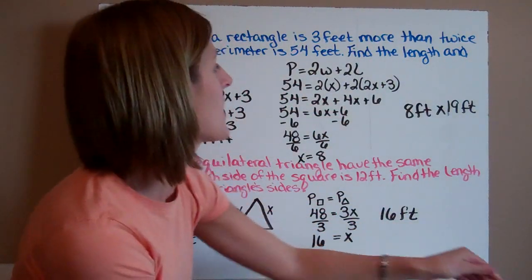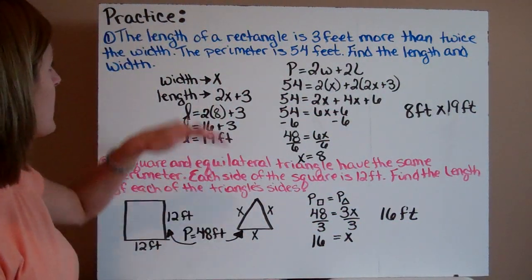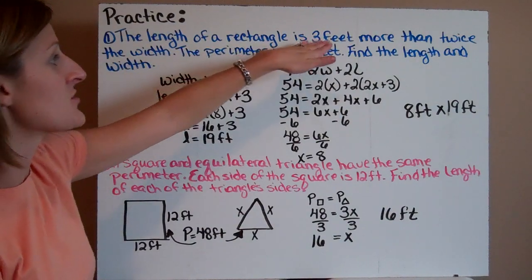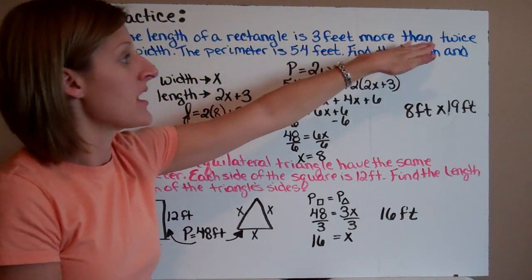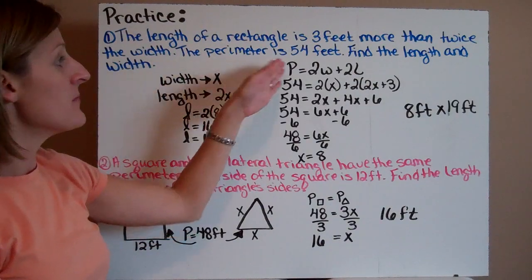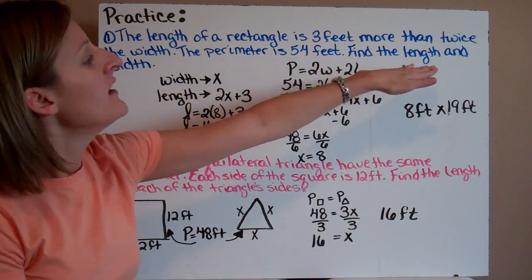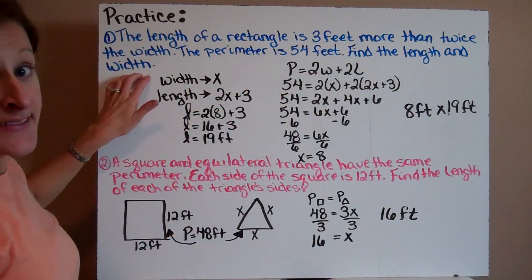Alright, let's look at some practice problems. Okay, we've got this first one. The length of a rectangle is 3 feet more than twice the width. The perimeter is 54 feet, so we need to find the length and the width this time.